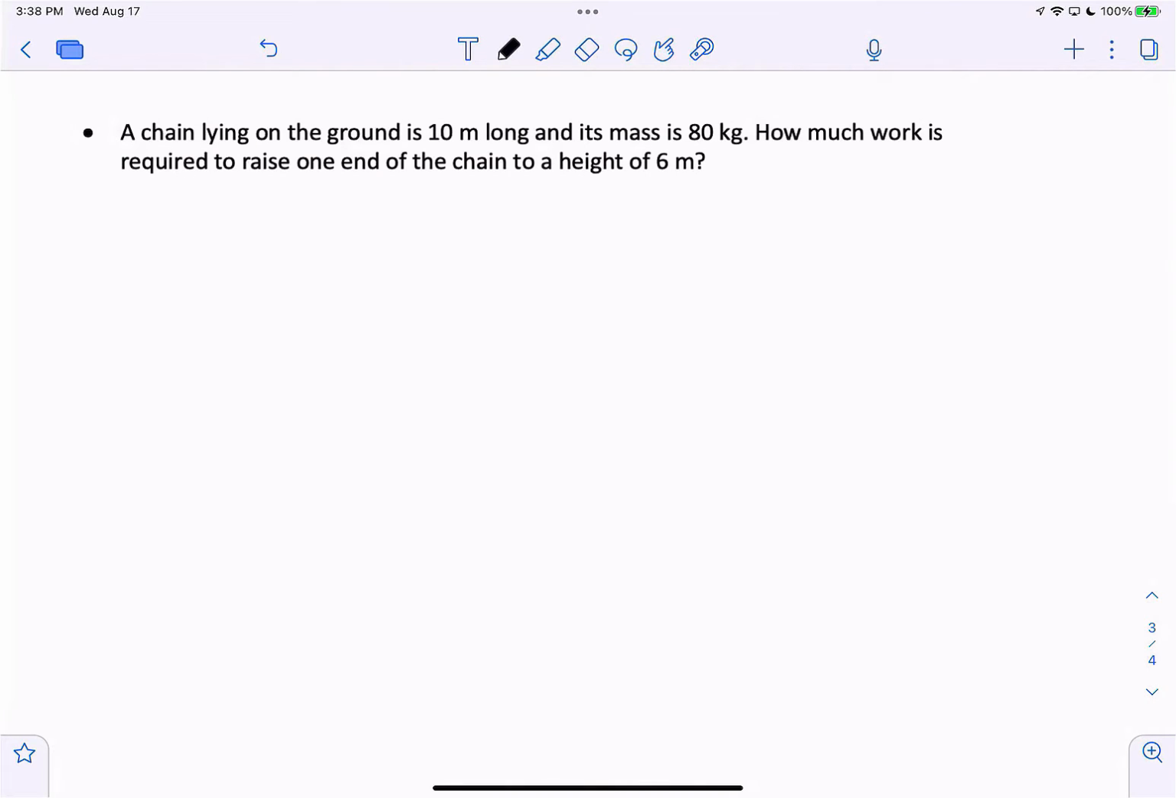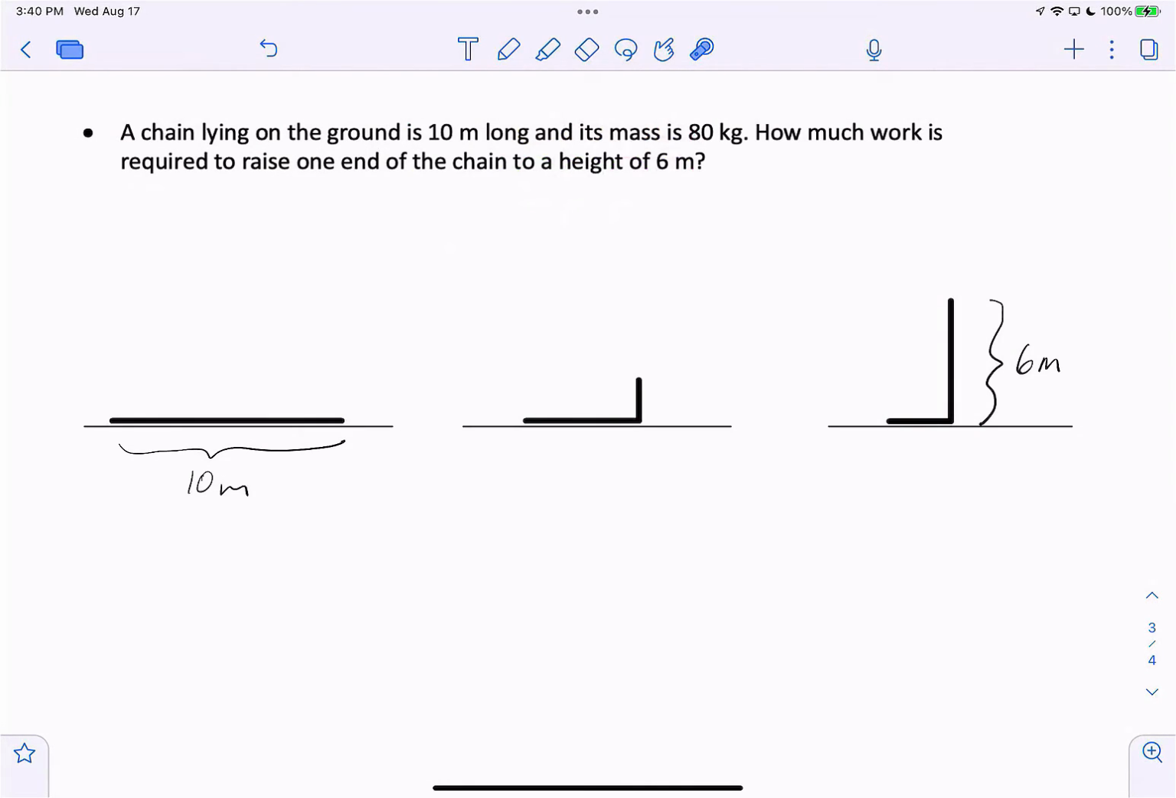Shifting focus just a little bit here, a chain lying on the ground is 10 meters long and its mass is 80 kilograms. The question is how much work is required to raise one end of the chain to a height of 6 meters? It's a little bit challenging to draw a dynamic situation in still pictures, but I've given it a shot here.